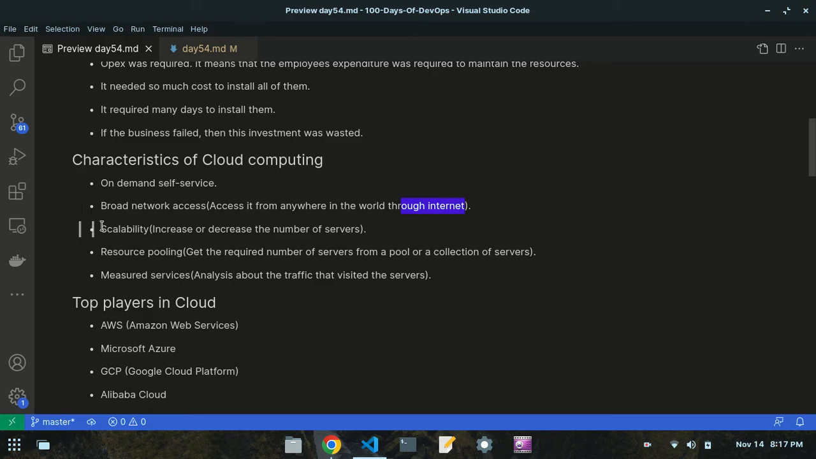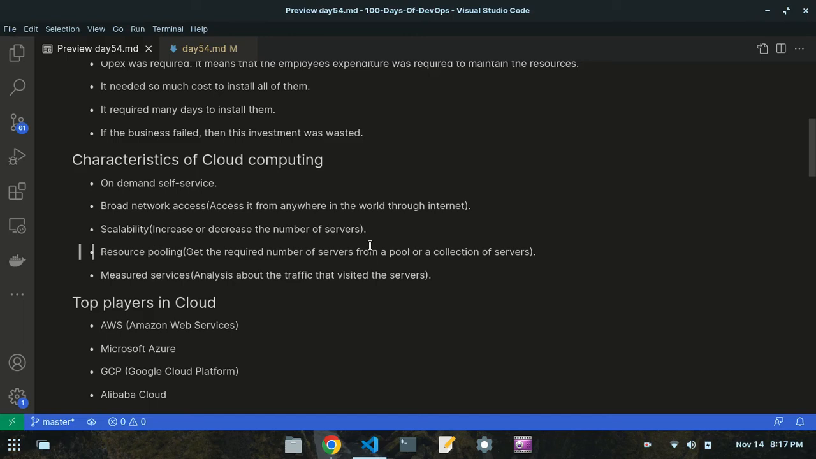It also provides scalability. It means that you can increase or decrease the servers. Let's say for some days you want 50 servers, and for the next day, if the application is not requiring those servers and you want to decrease the number of servers, then you can also decrease them.